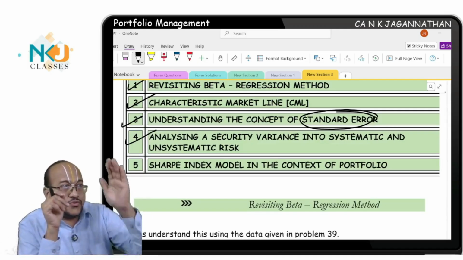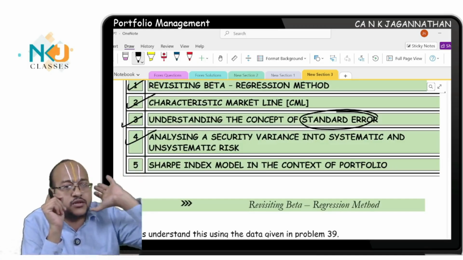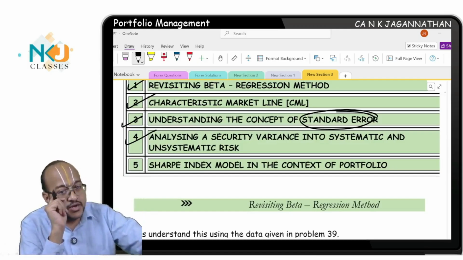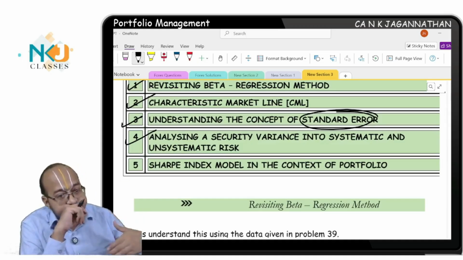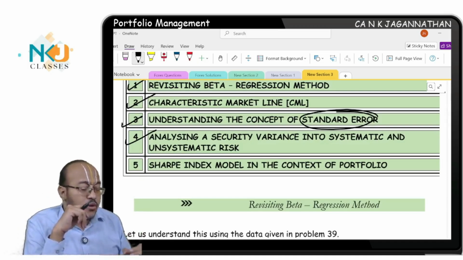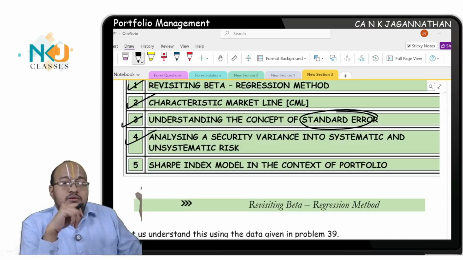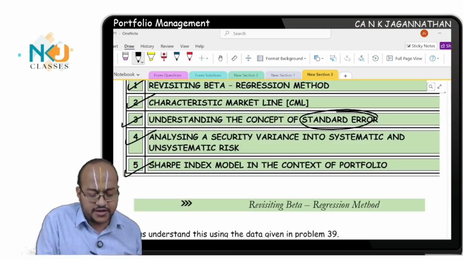You said that for systematic risk only you should ask premium. How much premium you should calculate for systematic risk? We calculated using beta into RM minus RF. RM minus RF is market risk premium. If you multiply it with beta, you get the market risk premium for the systematic risk alone. Are you listening? Now, what here we are going to learn is to quantify the systematic risk and unsystematic risk. Very important. Next, Sharpe index model in the context of portfolio.